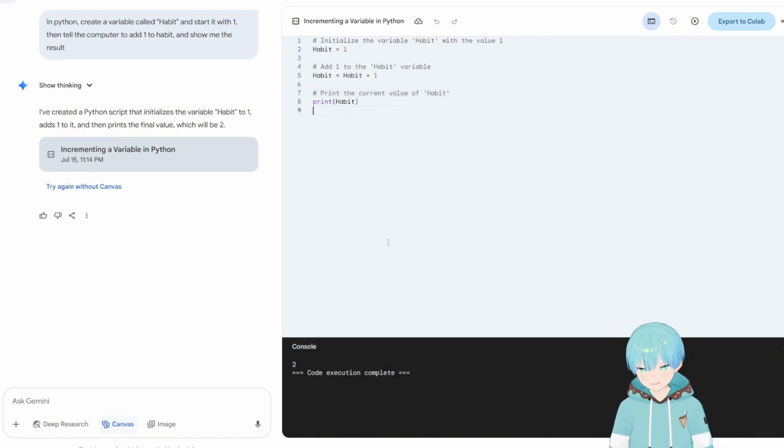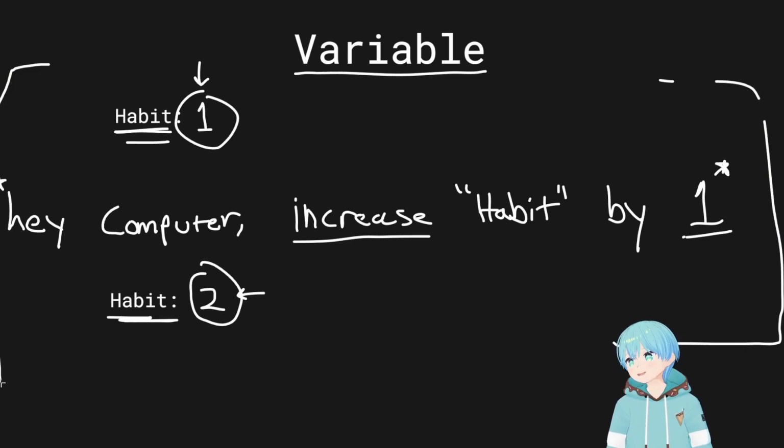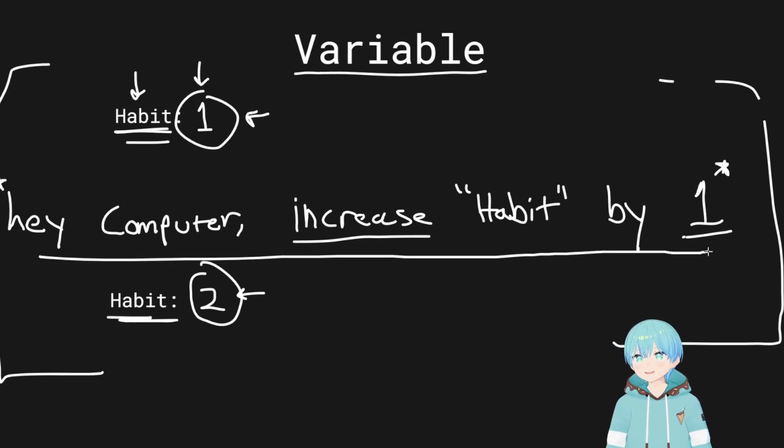So that's it. Variables in code are things that can change. If you understand that, you're able to just tell ChatGPT this logic right here and be able to create a variable called habit starting at 1 and to increase it by 1, and then it becomes 2 on the next day that you do your habit.